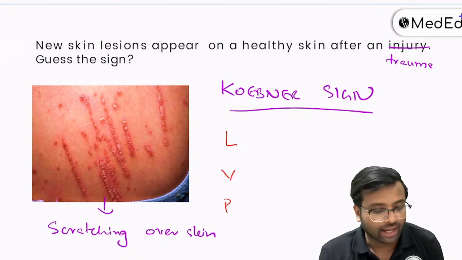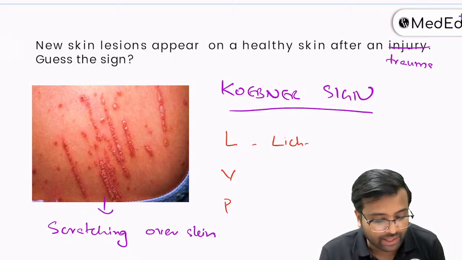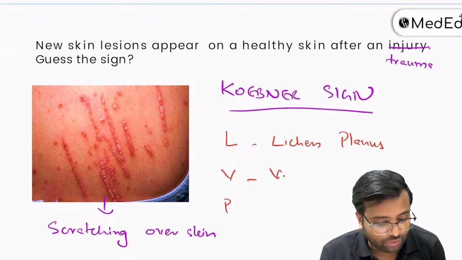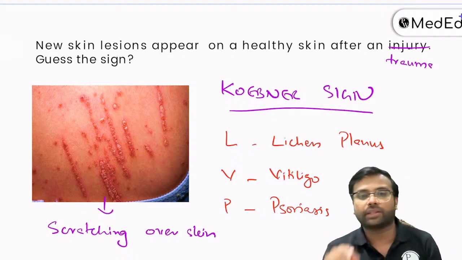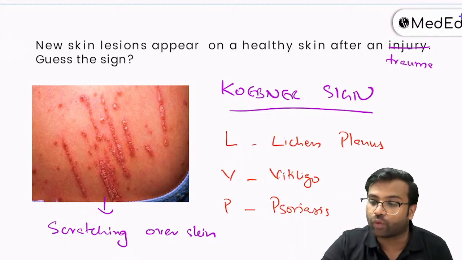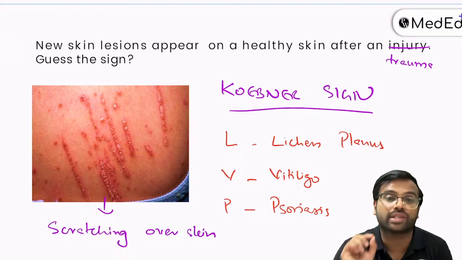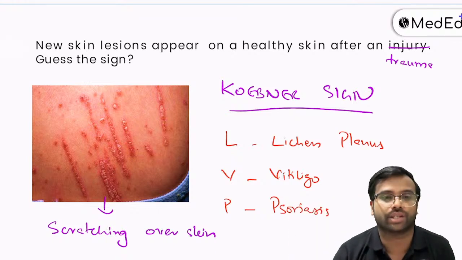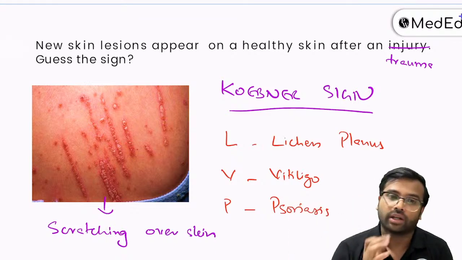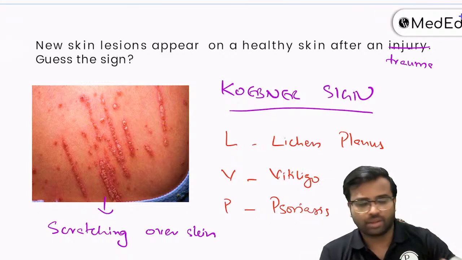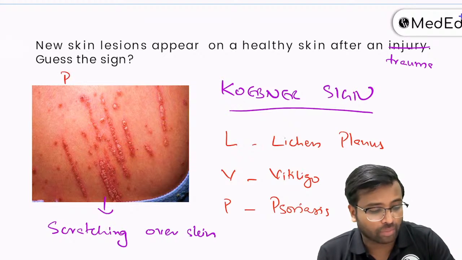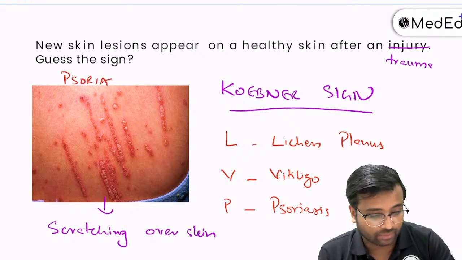Now, what is L? L stands for lichen planus. V stands for vitiligo. And P stands for psoriasis. So remember these very common diseases where you can find that a patient is developing new skin lesions at the site of trauma.